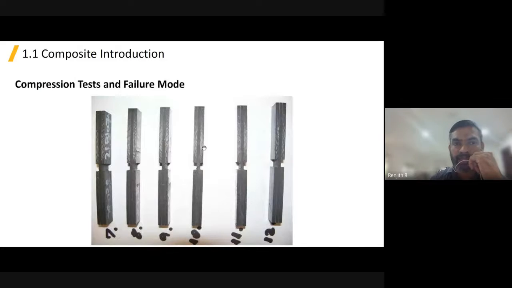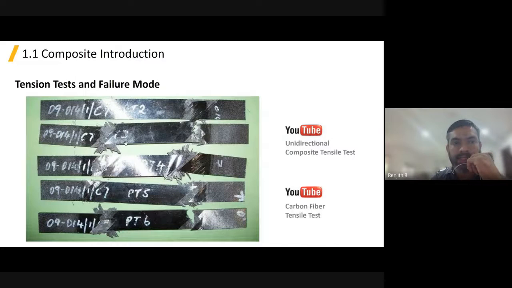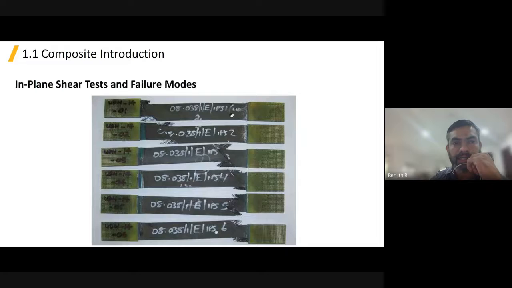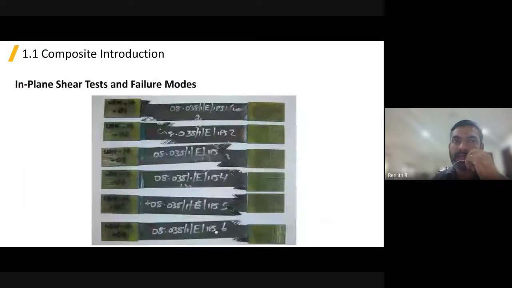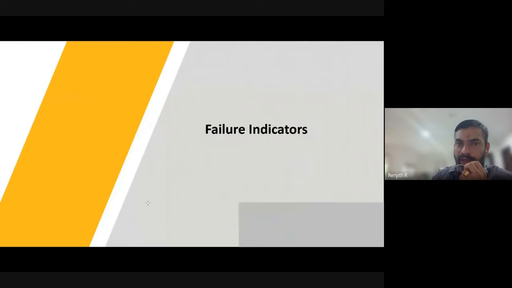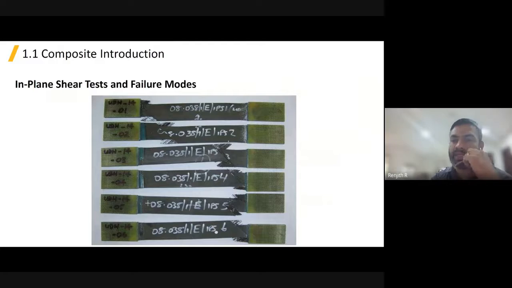And this is the compression test specimen. This is the tension test specimen. Then this is an in-plane shear test specimen. All these specimens must follow the standards, which means they must be prepared according to these standards. We cannot use a randomly generated model or a randomly generated dimension to do these tests. If you follow the standard, the test will be accepted by the scientific authority.